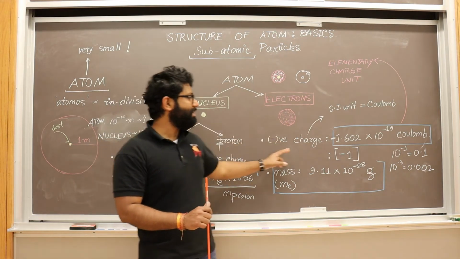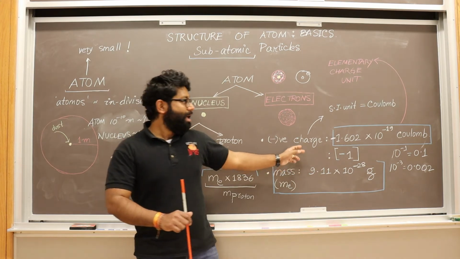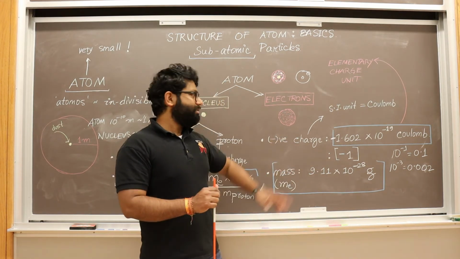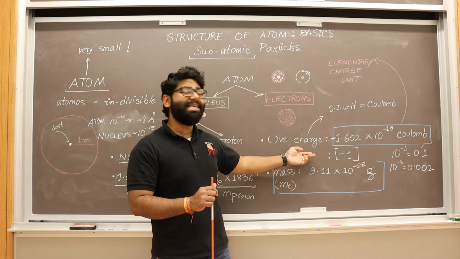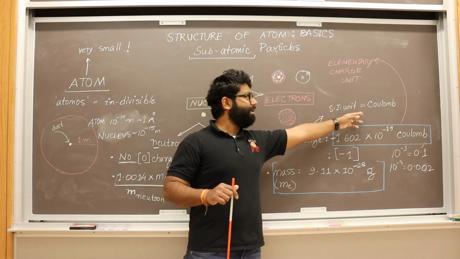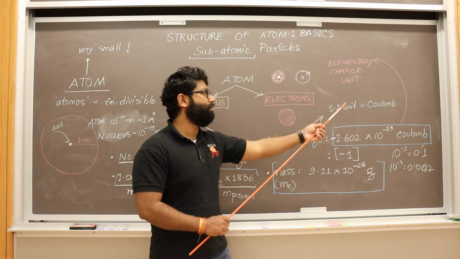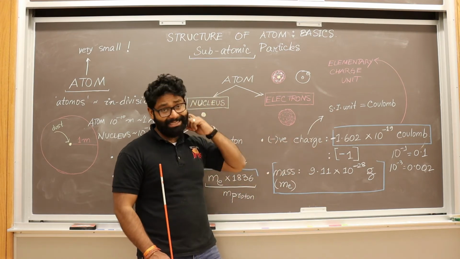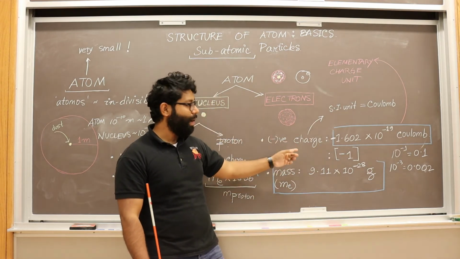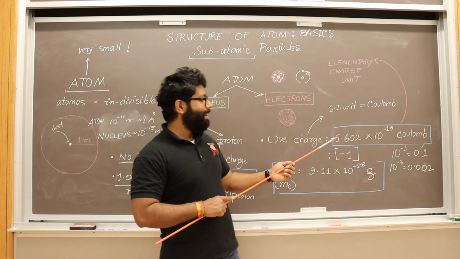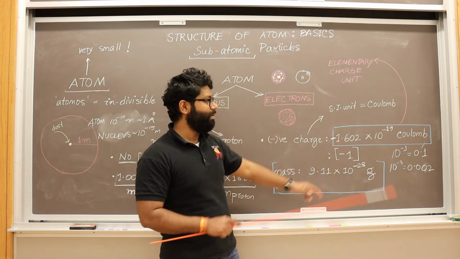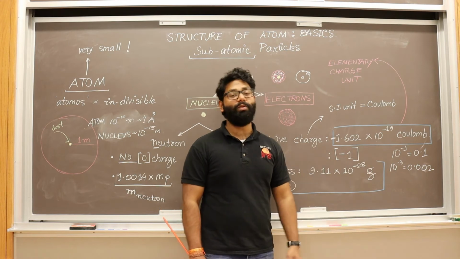Now, the electrons have a negative charge, right? What is the value of that charge? The SI unit of charge is the Coulomb, just like the SI unit of length is the meter. Now, what is the exact amount of charge in one electron? It is negative 1.602 times 10 to the power minus 19 Coulomb.